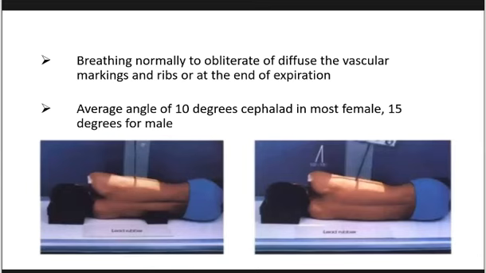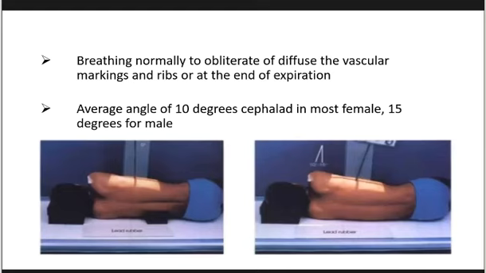So this is like for example, ito na. Bakit kailangan, sir, ang breathing technique? Bakit kailangan ang instructions na binibigay natin ay slow breathing or quiet breathing? In order to obliterate or to diffuse the vascular markings and the ribs or at the end of expiration. Rather, I repeat, bakit kailangan breathing technique, quiet breathing or slow breathing? In order to obliterate or diffuse the vascular markings. So yan, vascular marking. Yan ang reason, no, bakit kailangan pinahihinga natin ng malalim.